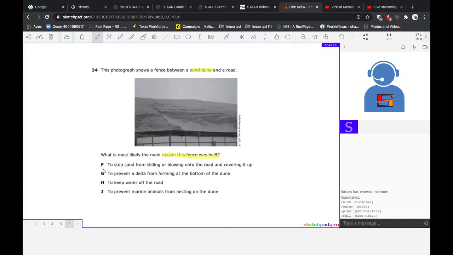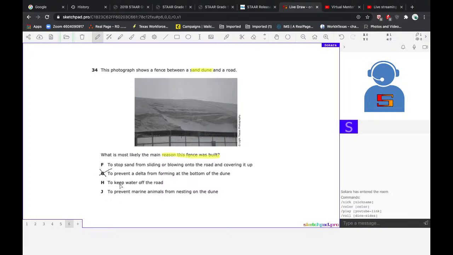Now let's check answer choice G. To prevent a delta from forming at the bottom of the dune. Well, deltas are formed by rivers, so this fence couldn't be preventing the formation of a delta. As you can see, here's a sand dune. There are no rivers or any water, so that's definitely not correct.